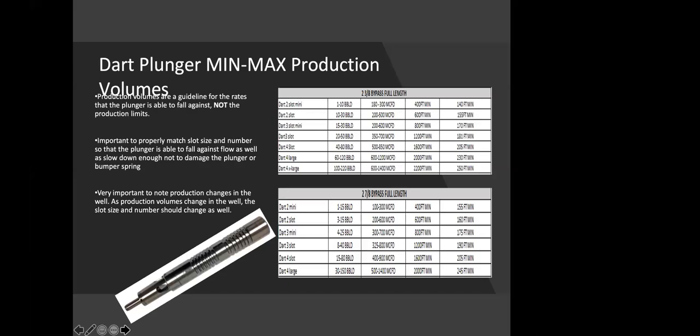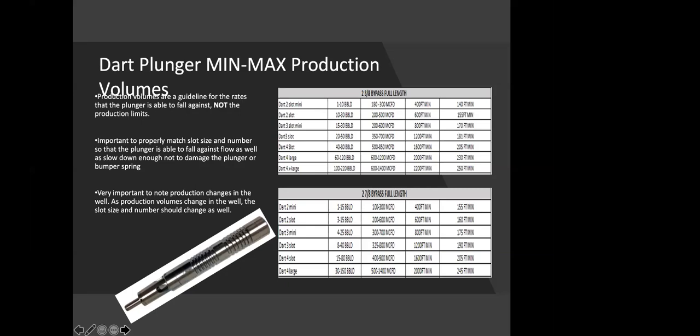So it has to have some amount of afterflow to get that ball a head start. A dart plunger does not have to have afterflow. You can hit surface and go right back down if you need to. So if you're struggling to get ahead of the fluid by giving it afterflow, maybe you need to go to a dart plunger, depending on the rates. It may be a better fit for the well anyway.